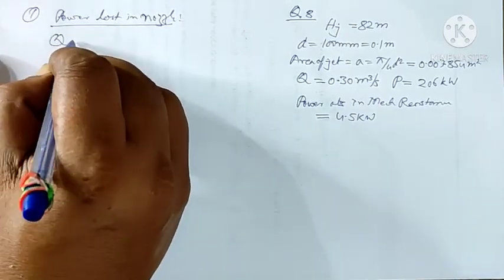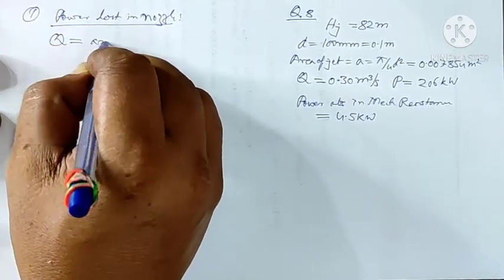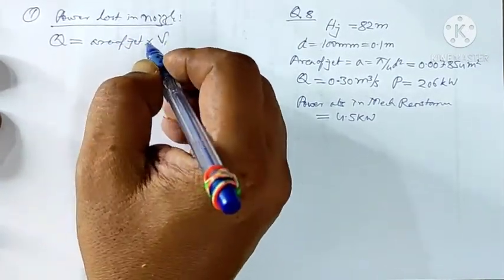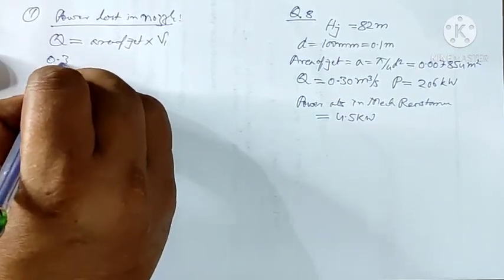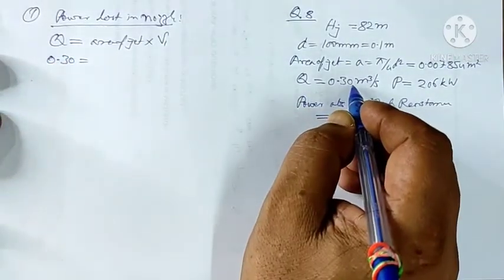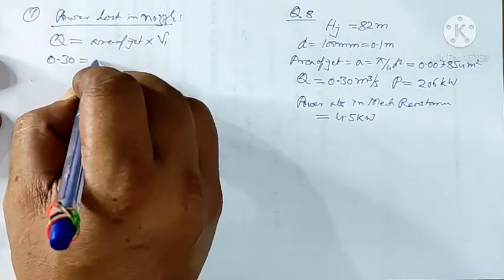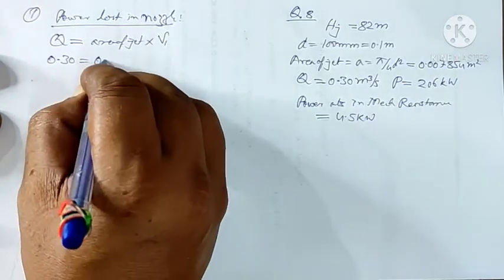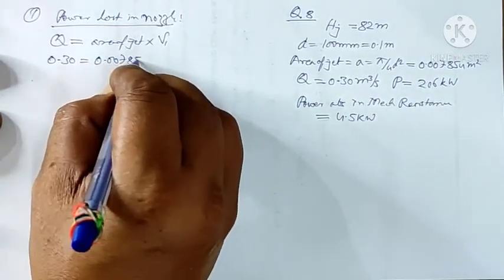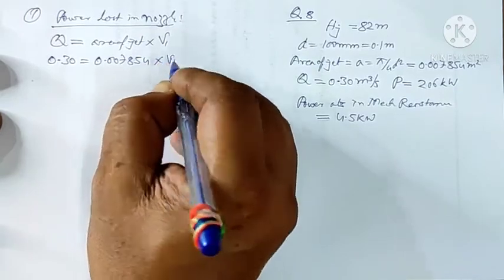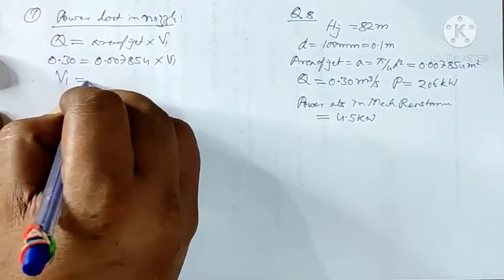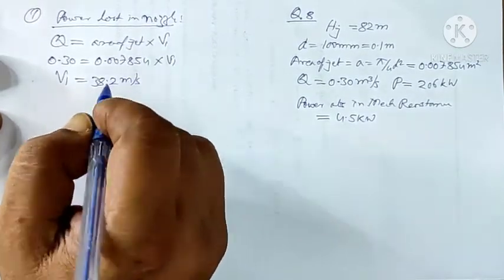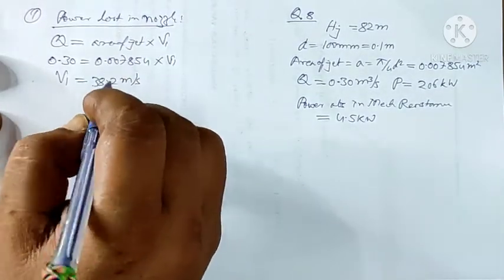So the discharge Q is given as the area of the jet multiplied by the velocity of the jet. So from this 0.30, the volume flowing through the nozzle, is equals to area of the jet, 0.00784, multiplied by V1. So V1 comes out to be 38.2 meter per second.